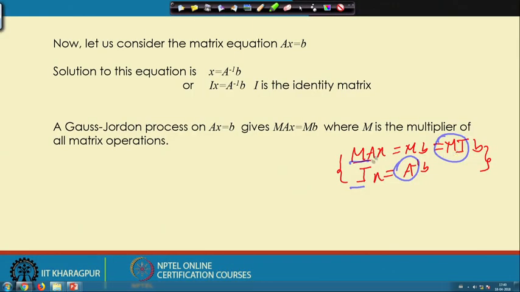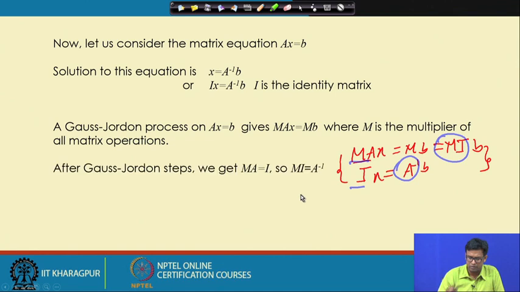The Gauss-Jordan steps for one particular matrix A will give us the reduced echelon form of A, or for a square matrix, the identity matrix transformed from A. These Gauss-Jordan steps, when applied on an identity matrix, should give us A inverse. After Gauss-Jordan steps, we will get MA = I, the reduced echelon form of A, which for a square matrix is the identity matrix. Therefore, if the same Gauss-Jordan steps are applied on an identity matrix, MI will give us A inverse.